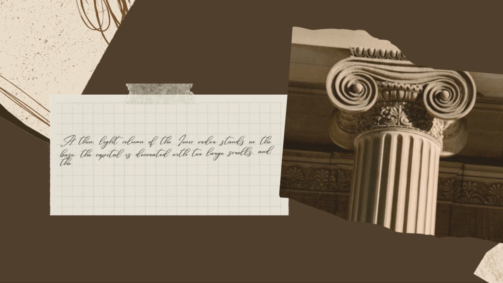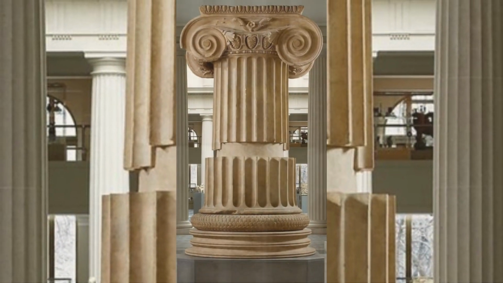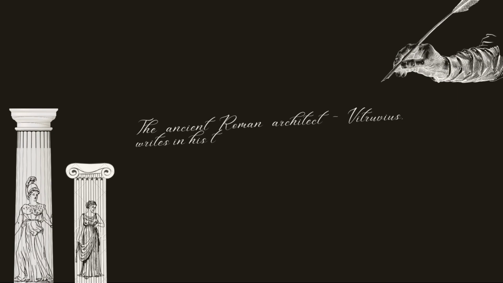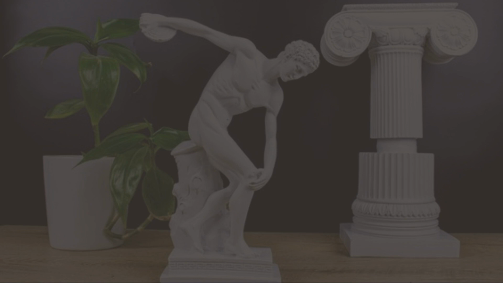A thin, light column of the Ionic order stands on a base, the capital is decorated with 2 large scrolls, and the reliefs are arranged in a continuous strip on the frieze. The ancient Roman architect Vitruvius writes in his treatise that if the Doric column reminds us of a strong man with its proportions, the Ionic column resembles a female figure with its grace.